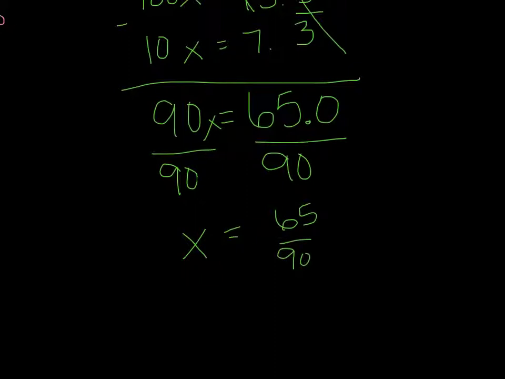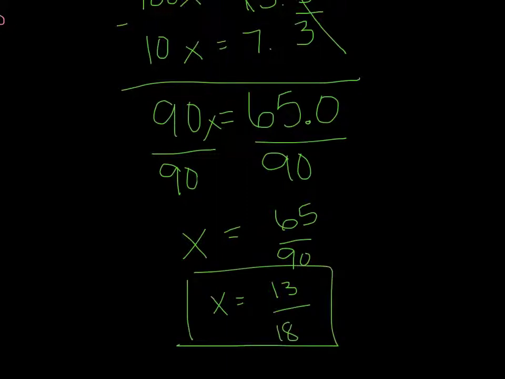I know that 5 goes into each of those. 5 goes into 65 13 times, and 5 goes into 90 18 times. So my answer is going to be 13 over 18.